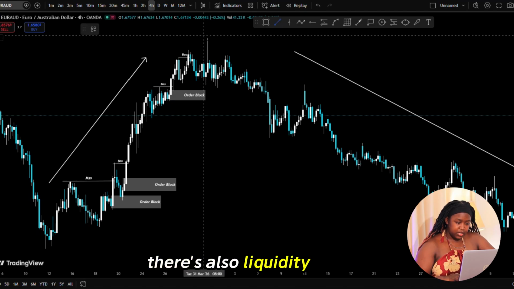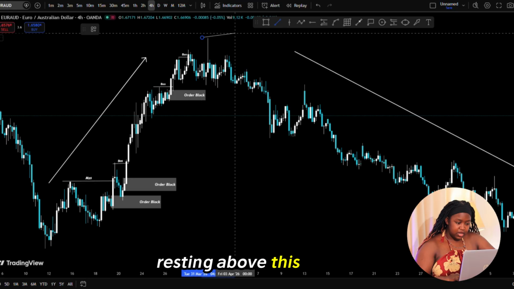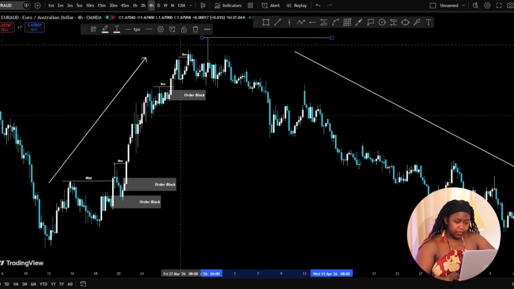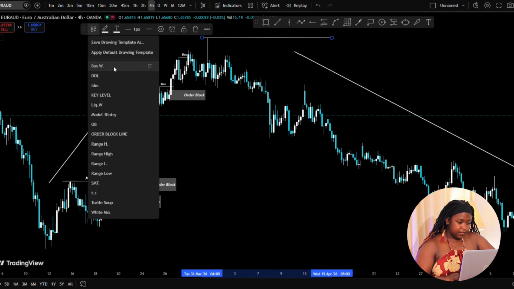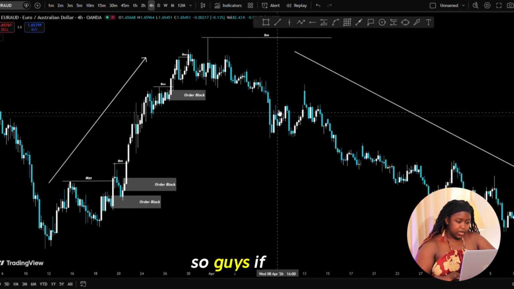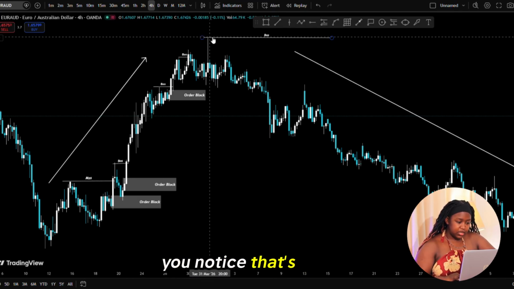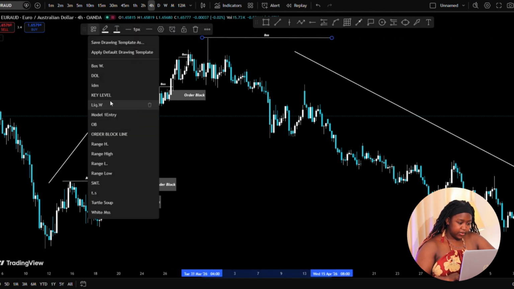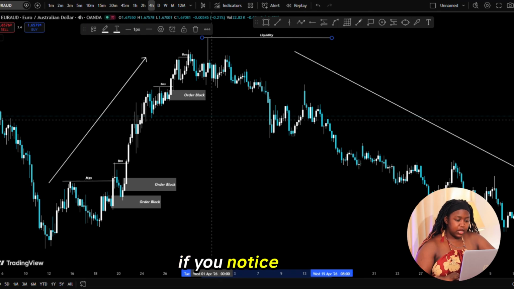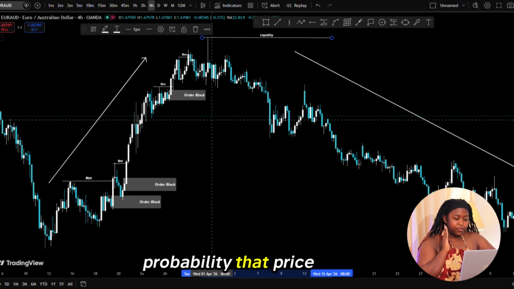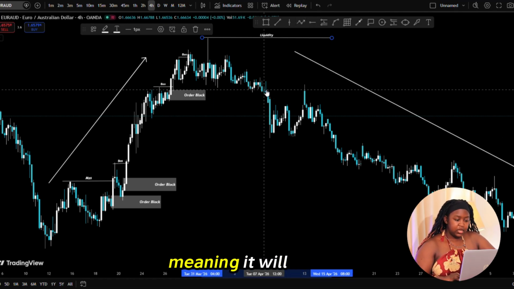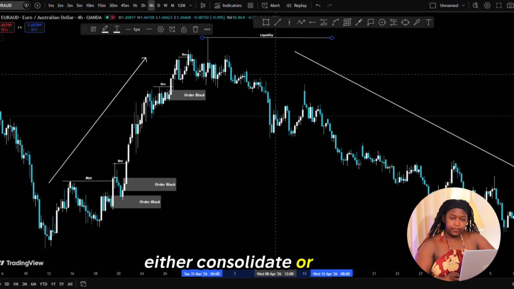There's also liquidity resting above this area. So guys, if you notice, that's a liquidity, not a break of structure. So guys, if you notice the last break of structure, there's a high probability that price will change trend, or the market will change trend. So we were bullish, meaning it will either consolidate or we change trend.